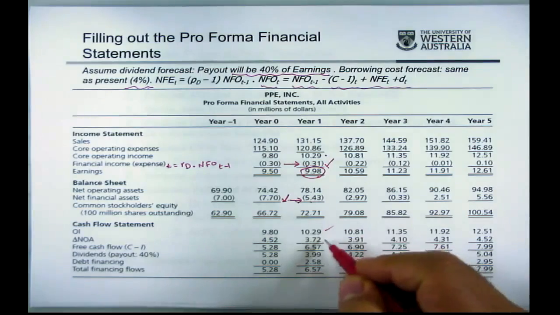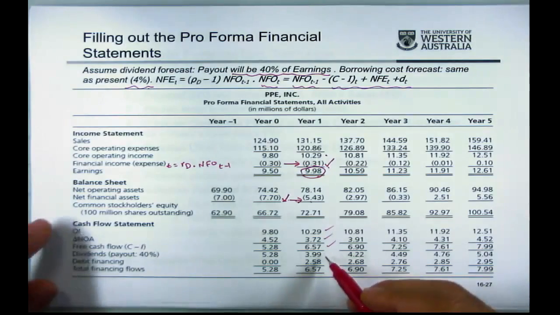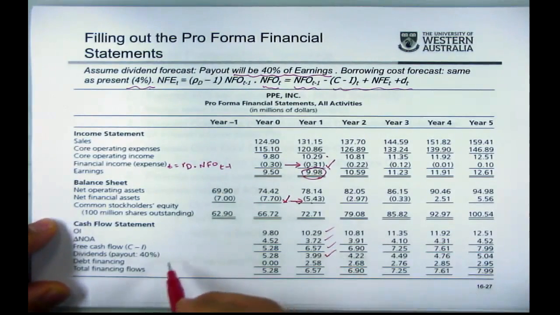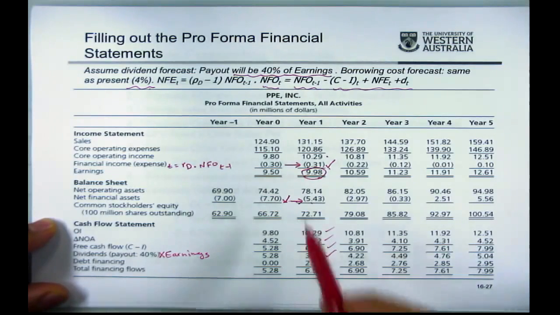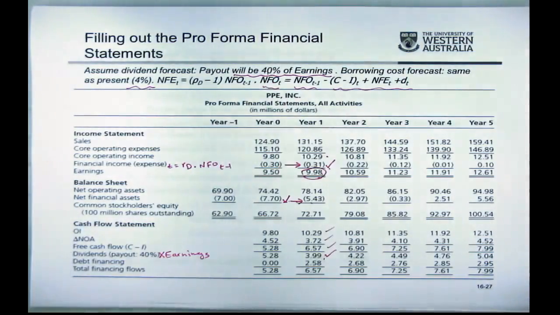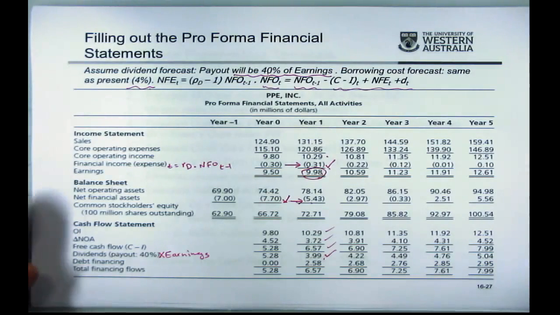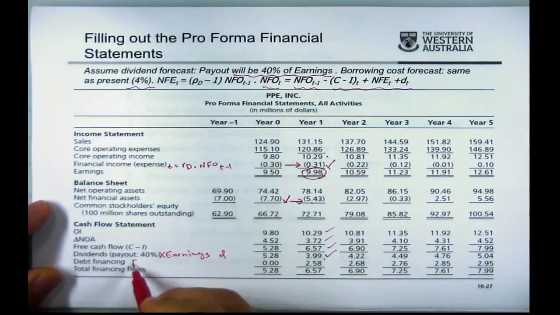Operating income minus the change in net operating assets gives us the free cash flow. This amount of dividend is calculated as 40% times earnings. So every year we multiply earnings by 40% to get the amount of dividend. Now on top of dividend we need the debt financing. So this is D and this is F.